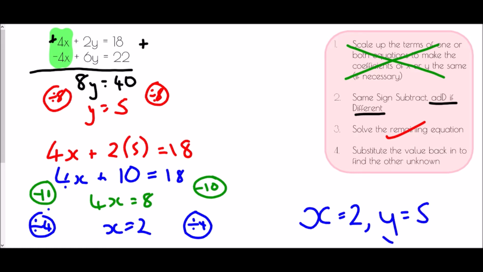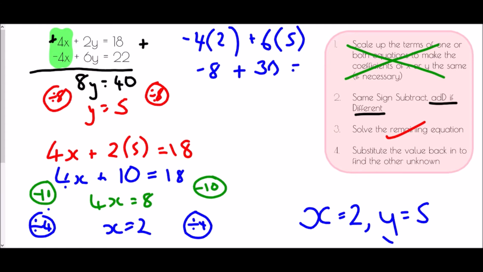So that is telling me that my solution is x equals 2, y equals 5. We just need that last little check though, just to make sure. And so it says negative 4x, so negative 4 times 2, plus 6 lots of 5. Well, negative 4 times 2 is negative 8. 6 times 5 is 30. Negative 8 plus 30 equals 22. And that's exactly what I was looking for. And so I can be guaranteed that we have got our correct solutions.